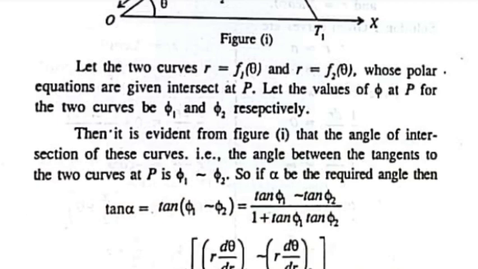So if alpha is the angle of intersection of two curves, then alpha can be found as alpha is equal to the absolute value of phi 2 minus phi 1. Absolute, because the angle cannot be negative, so therefore we take the absolute value of phi 2 minus phi 1.